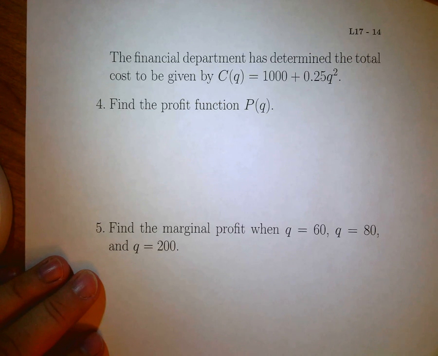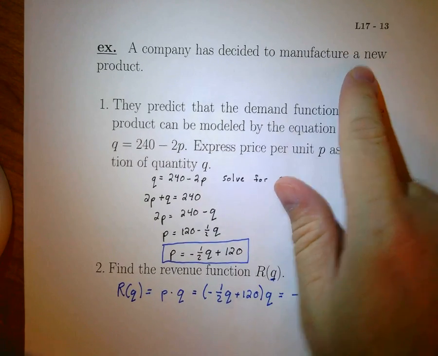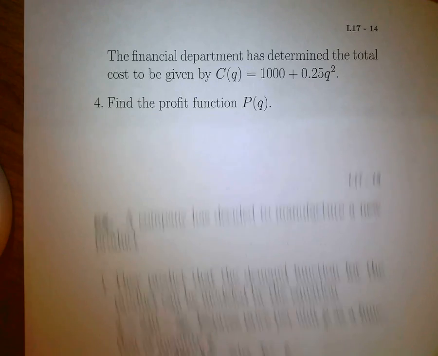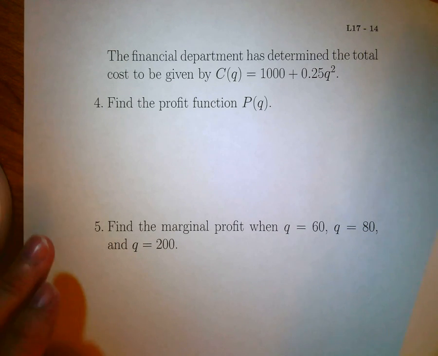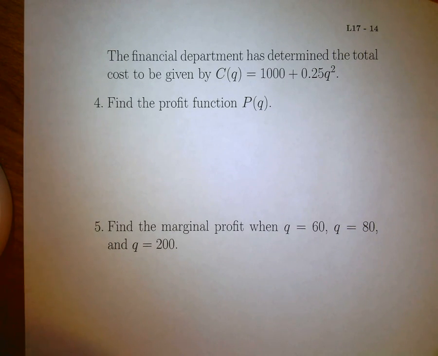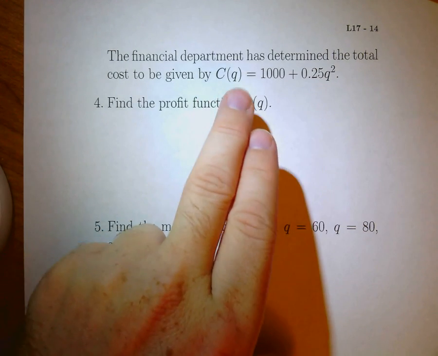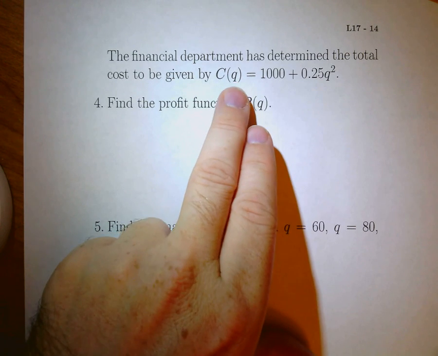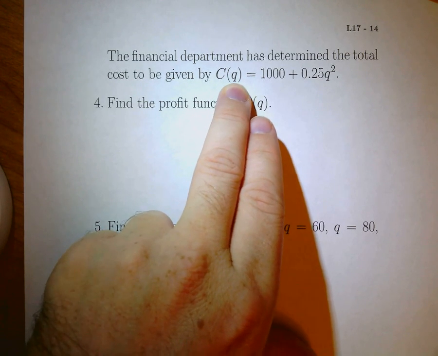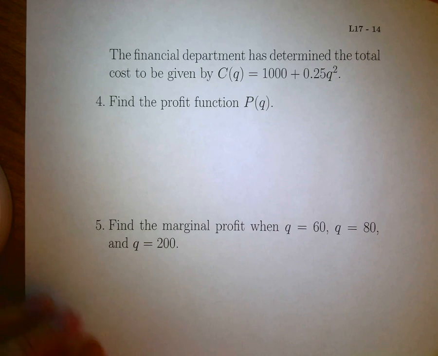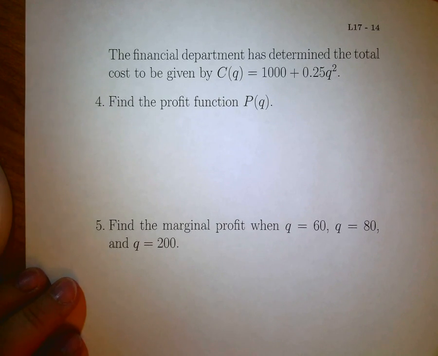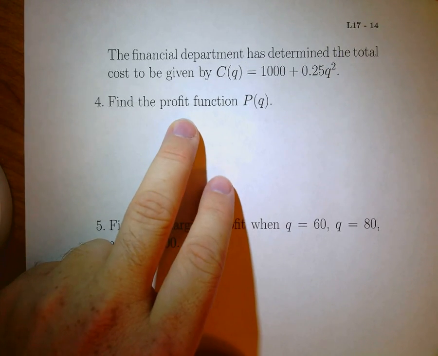Alright, so this is lecture 17, page number 14. Now this is going to be a continuation of page 13, so this is the same exact question, but we are going to go ahead and continue with more information. So now what we're given is that the total cost function for the quantities is 1000 plus 0.25 q squared, and we want to find the profit function.